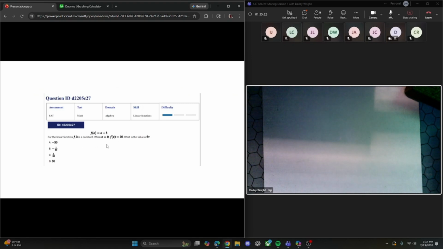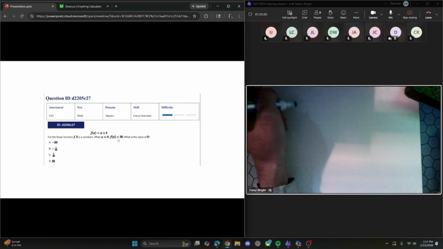Did not crop this one very well. For the linear function f, b is a constant. When x equals 0, f of x equals 30. What is the value of b? This is not a table function. I don't know why I added this on the end here, but let's go through this just because. f of x equals a plus b. When x equals 0, f of x equals 30.